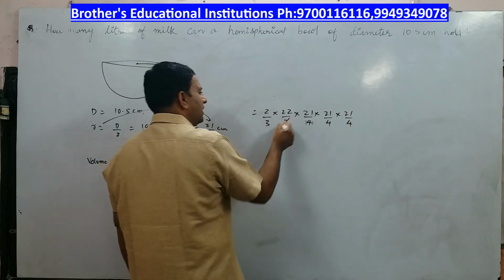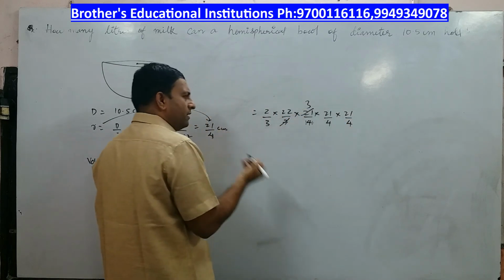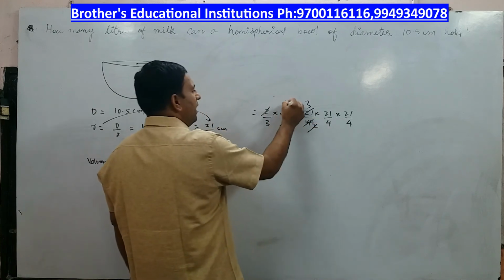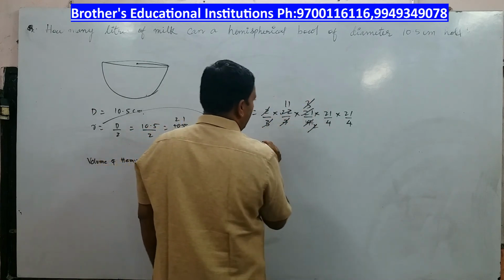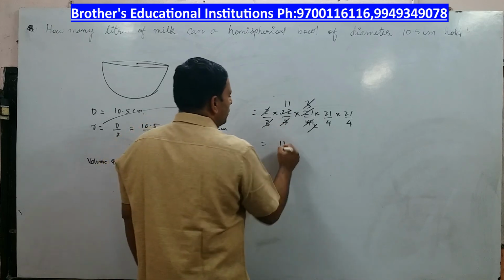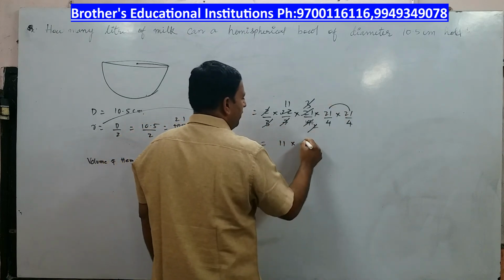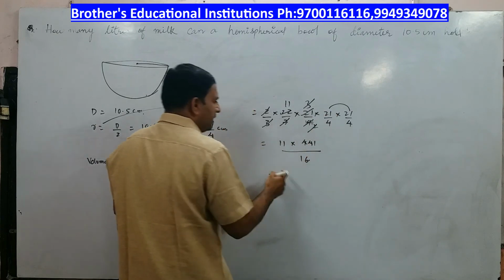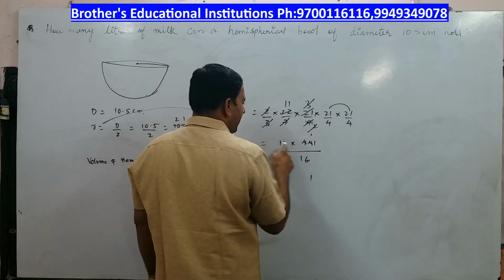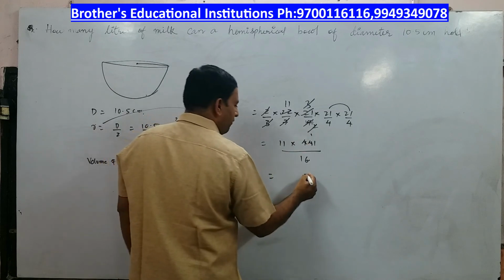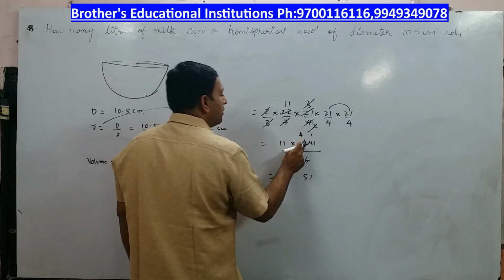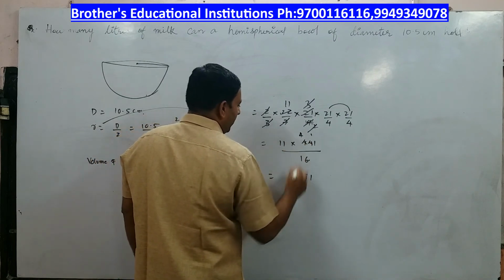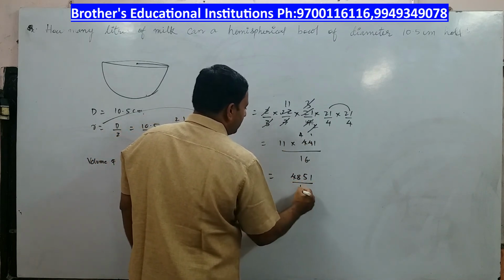Any cancellations? 7 threes are 21. Further any cancellations? 2 ones are 2, 2 twos are 4, 2 elevens are 22, 3 sevens are 21. Any other further cancellations? No. So 11 into 21 is 231, into 21 is 441, divided by 4 into 4 is 16. Let us multiply. 11 ones are 11, 1 carry, 11 fours are 44 plus 1, 45, 5, 4 carry, 11 fours are 44 plus 4 is 48 by 16.